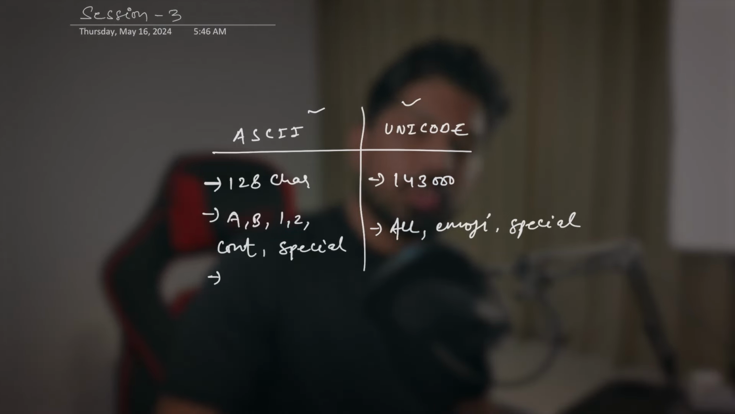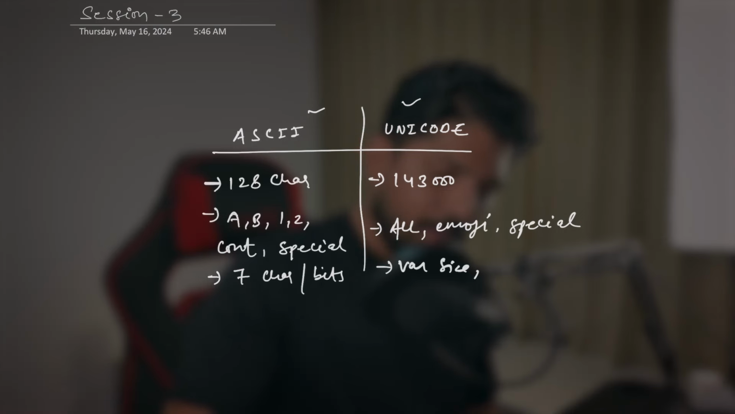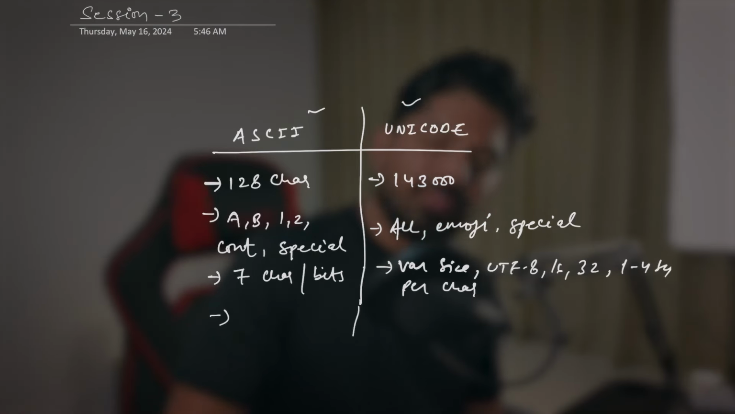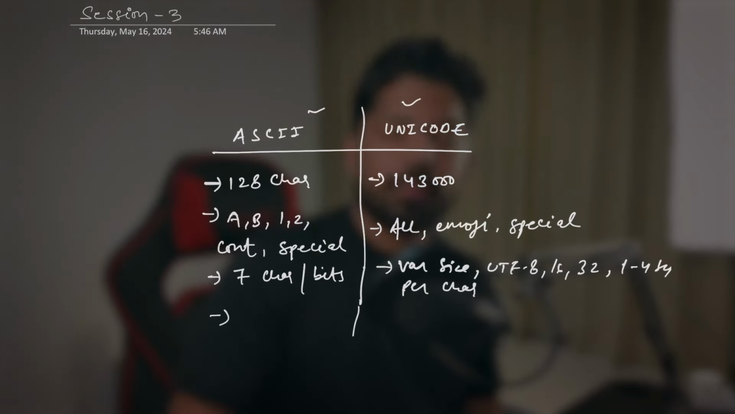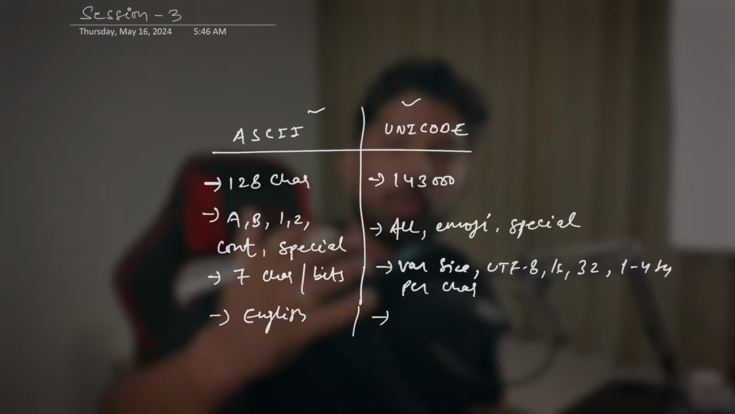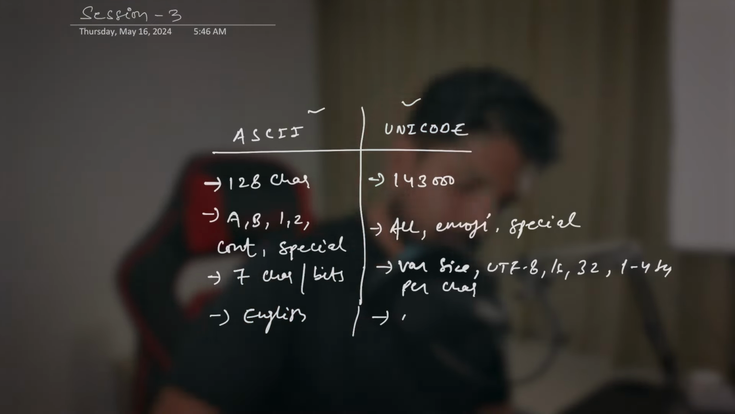When it comes to encoding size, ASCII uses 7 bits per character, whereas Unicode has variable sizes and multiple encoding forms like UTF-8, 16, and 32, which can be 1 to 4 bytes per character. ASCII was historically used for basic text representation in English, and Unicode is universally accepted for modern text processing, supporting multiple languages and symbols.